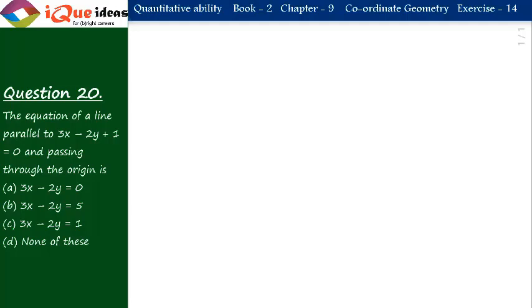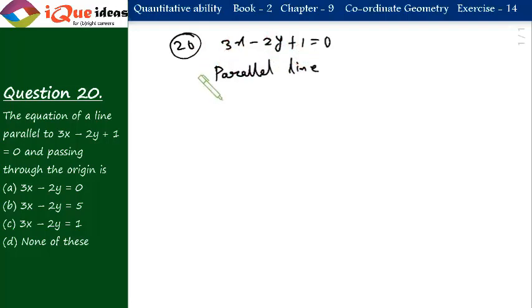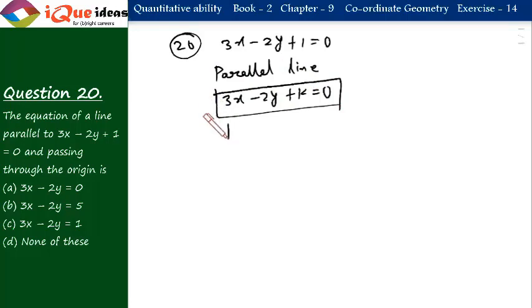Now question number 20. It says the equation of the line parallel to 3x minus 2y plus 1 equal to 0. So the parallel line would be straight away 3x minus 2y plus k equal to 0. Right? And this line passes through the origin, right? So it passes through the origin, the coordinates are 0, 0.